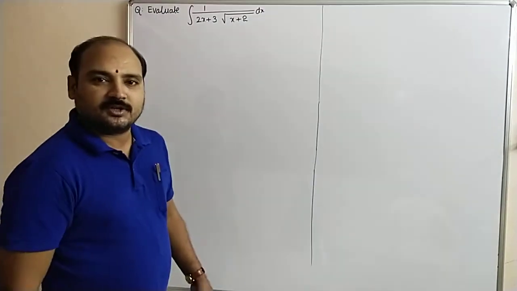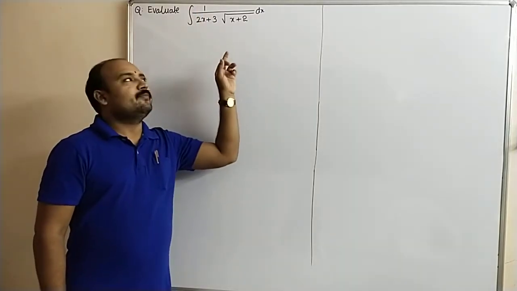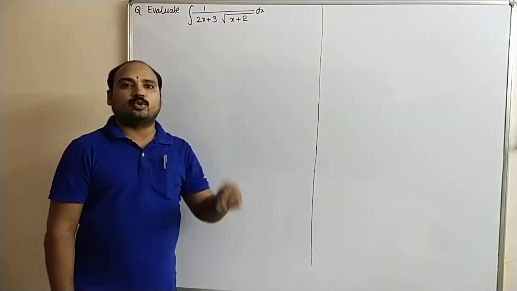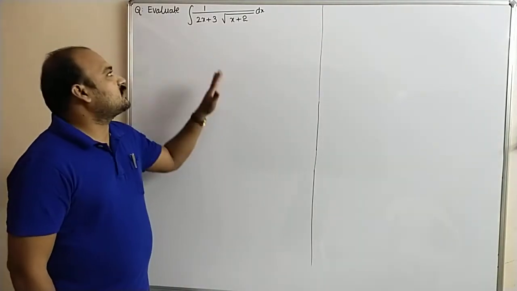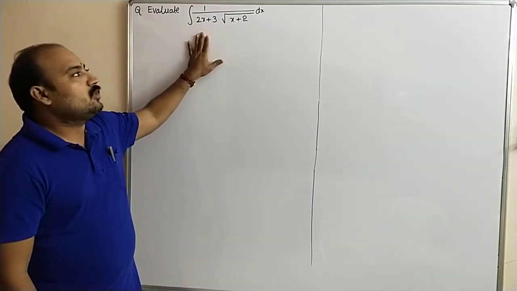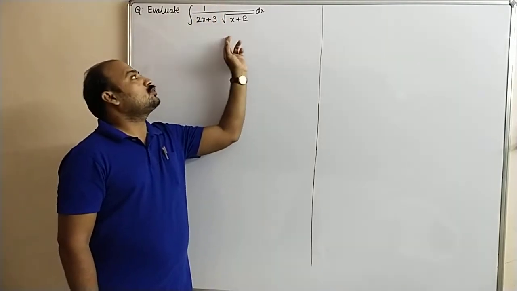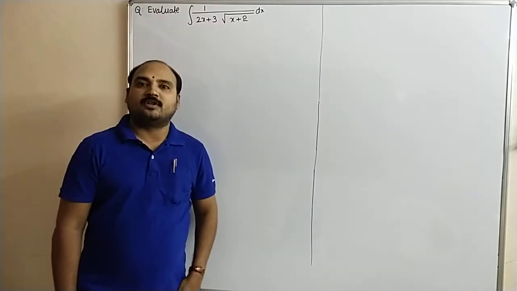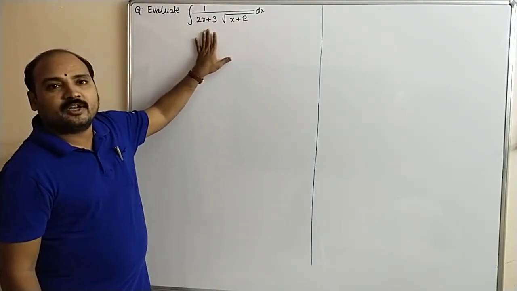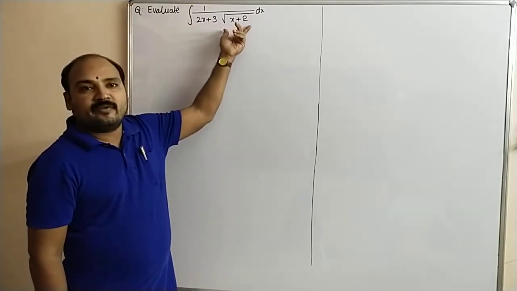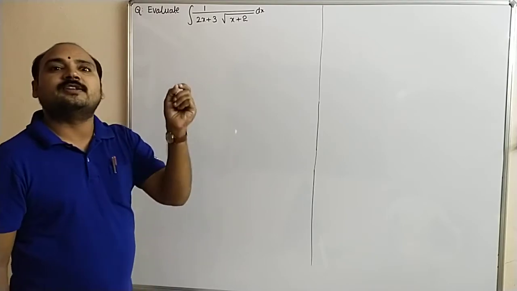The first question in this session. Evaluate integral 1 by (2x plus 3) into square root of (x plus 2) dx. We already discussed this type of problem. Integral 1 by a linear function into the square root of another linear function. Whenever the two functions in the denominator are linear and one of them is under a root, you can take the under root value as t square.